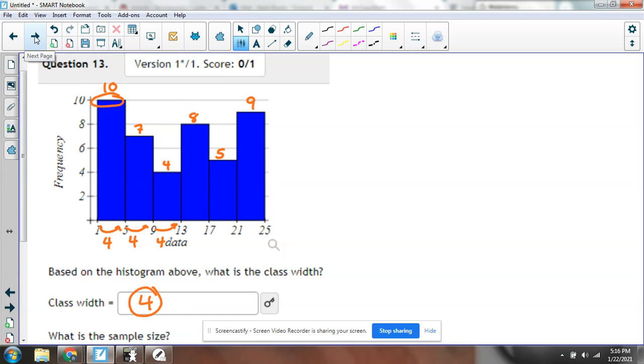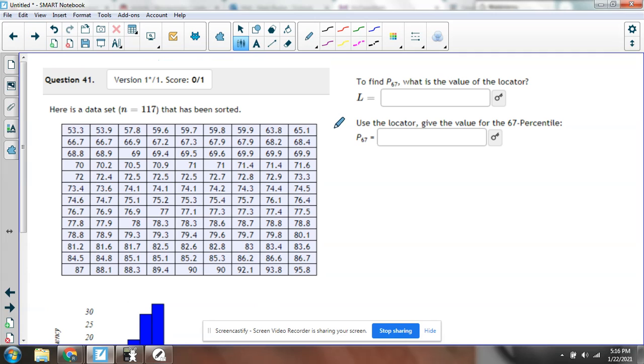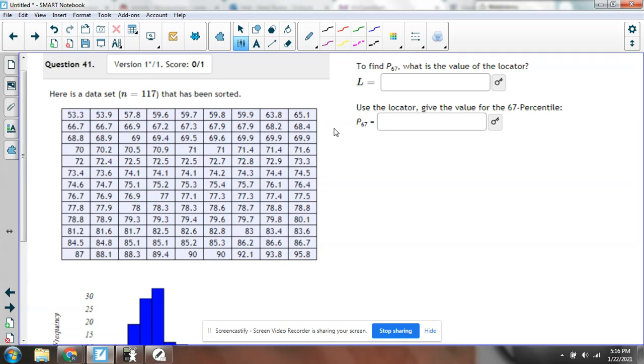Okay. Let's see here. We have 41. All right. We have this big array of data. It's real ugly, confusing data. It says find P67. What is the value of the locator? Basically, what number box? This is box number 1, 2, 3, 4, ... There's 117 boxes. Which number box is the 67th percentile? So which box cuts off the bottom 67%?